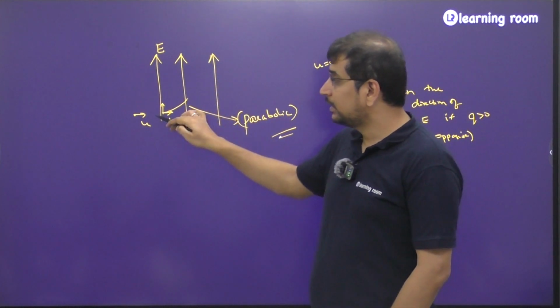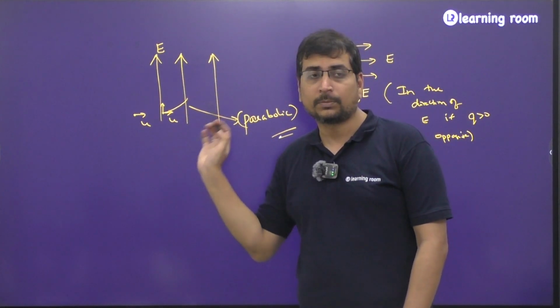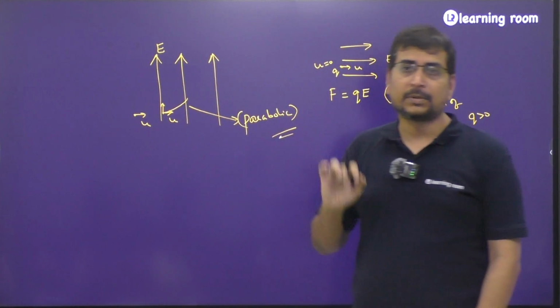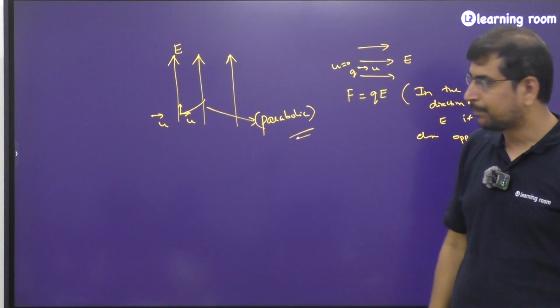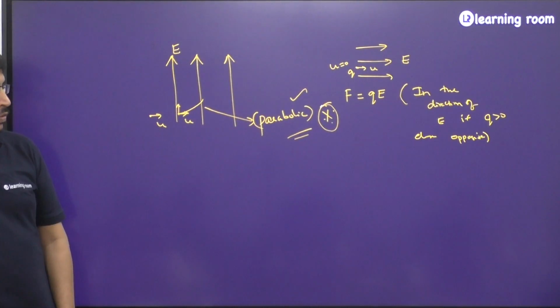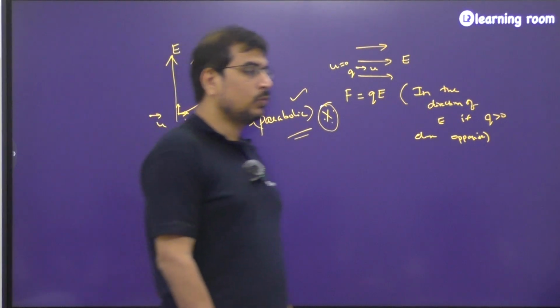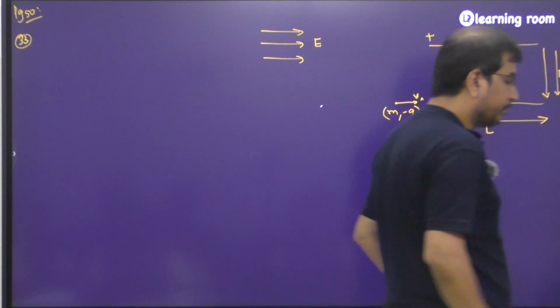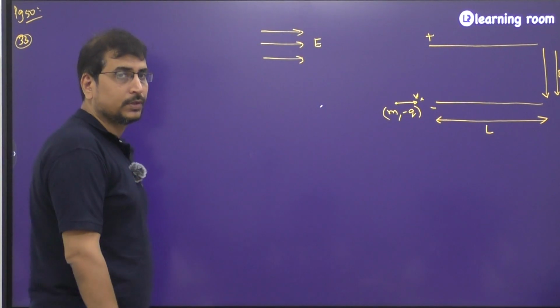Whereas if the electric field and the initial velocity are perpendicular to each other, what path will it take? It will take a parabolic path. Okay. So this is a very, very important point to be noted. Clear with this? Right. Now, what do we have to do with this problem? If you observe, what will happen?